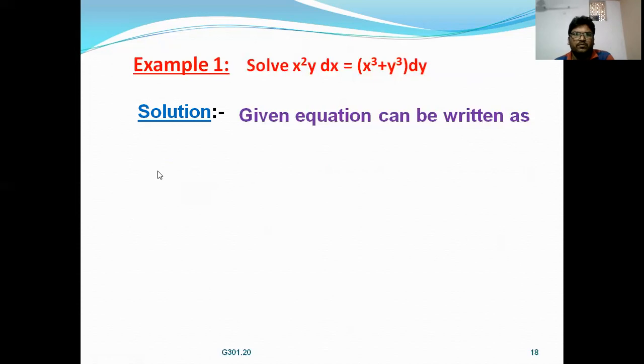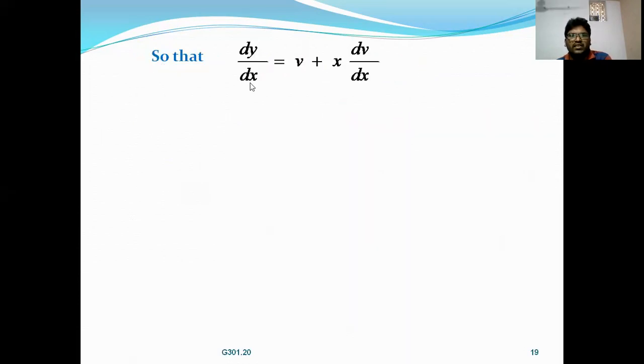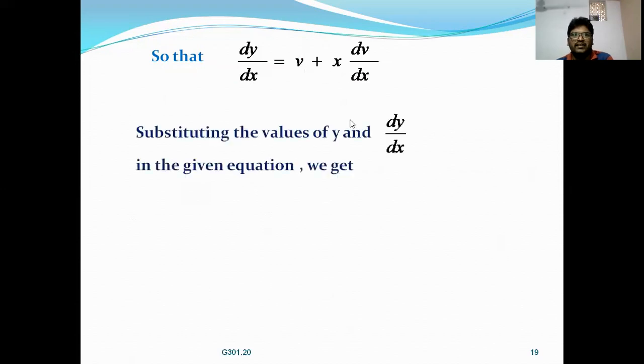So I will explain one problem. This is the first problem. Solve x² y dx = (x³ + y³) dy. So the given equation can be written as x dy/dx = x² y/(x³ + y³). So this is a homogeneous equation in the variables x and y. Put y = vx. Then dy/dx = v + x dv/dx.